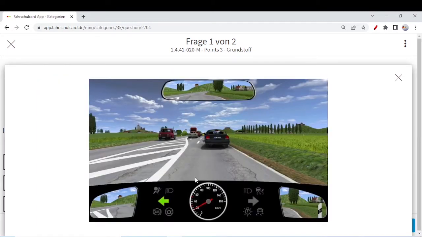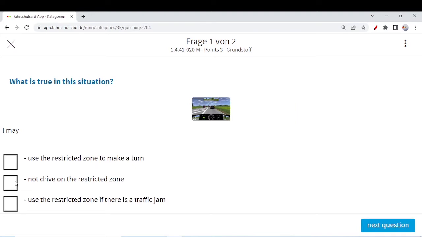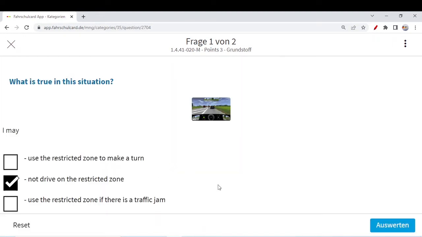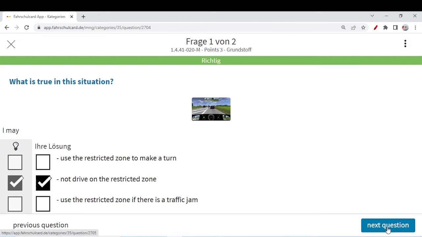No, you cannot change the lanes from the restricted zone. It is totally prohibited. It's illegal. Do not drive on the restricted zone. This is the correct answer. Use the restricted zone if there is a traffic jam. No, in any case, you are not allowed to use this restricted zone, which is these white lines. It is clearly showing you cannot take your car over here. So only the second option is correct.